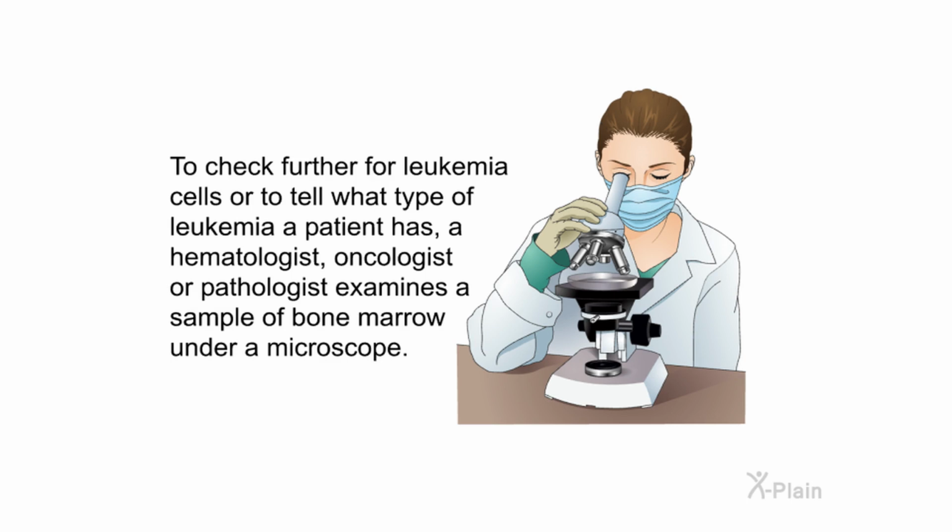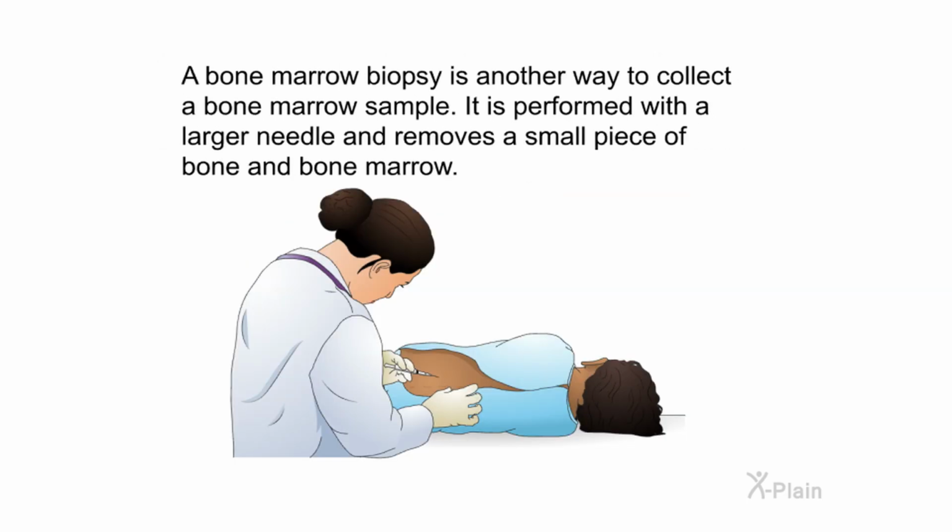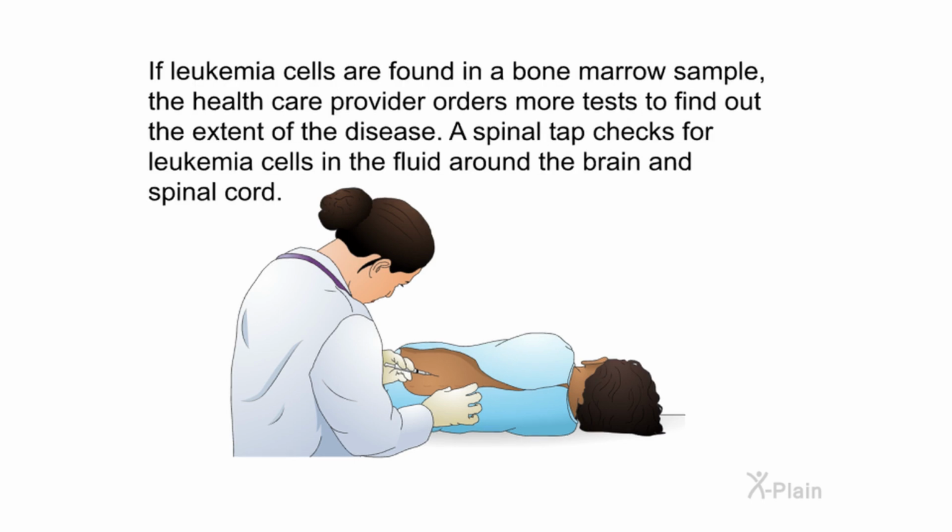To check further for leukemia cells or to tell what type of leukemia a patient has, a hematologist, oncologist, or pathologist examines a sample of bone marrow under a microscope. A bone marrow aspiration is one way to collect a bone marrow sample. The healthcare provider inserts a needle into a large bone, usually the hip, and removes a small amount of liquid bone marrow. A bone marrow biopsy is another way to collect a bone marrow sample. It is performed with a larger needle and removes a small piece of bone and bone marrow.